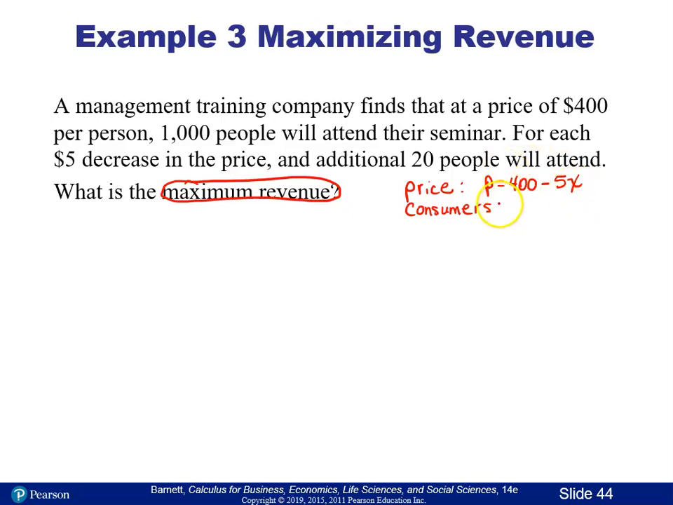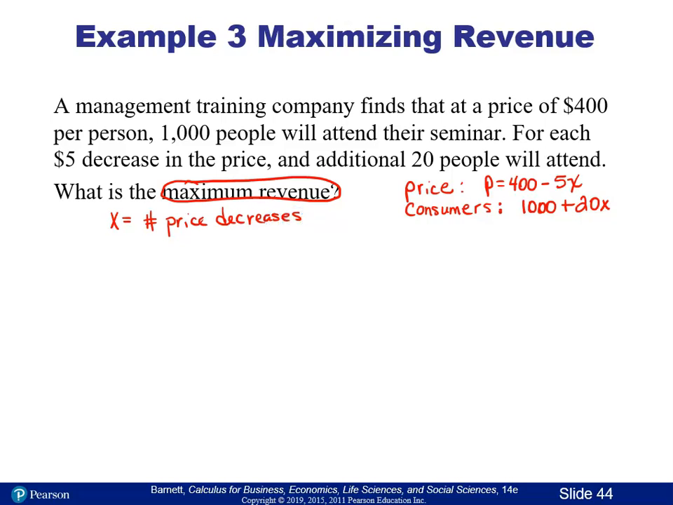So our number of consumers, or people attending, is going to be: they expect 1,000 people to attend, but they're going to get an additional 20 people to come for every $5 decrease in price. So we're going to have plus 20x for that. Basically, we're going to let x represent the number of price decreases, and that's in $5 increments.